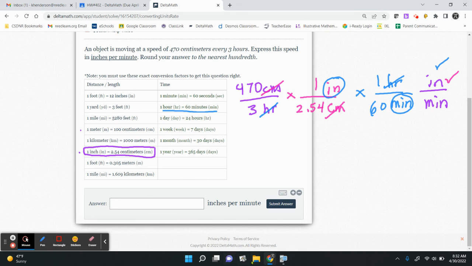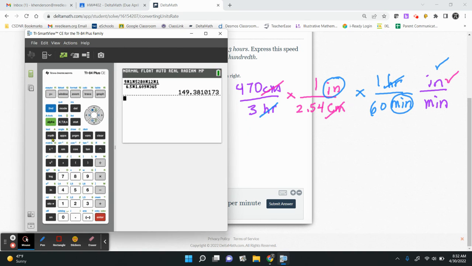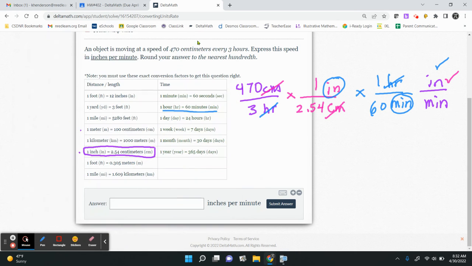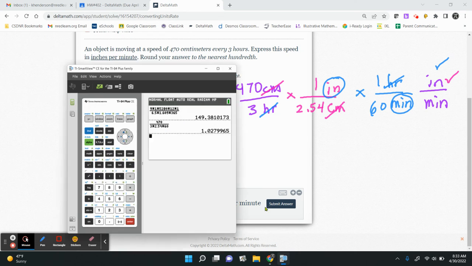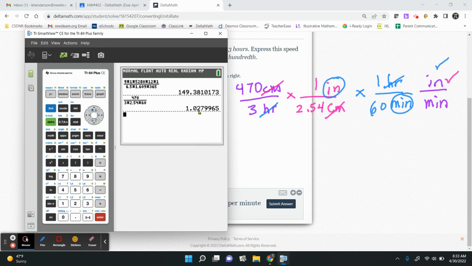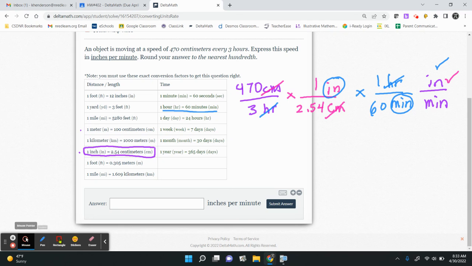All right, let's get that calculator back up. So it looks like in our numerator we have 470 times 1 times 1. So that's just 470. And on our denominator we have 3 times 2.54 times 60. I got 1.027. It says round to nearest hundredth. Hundredths is the twos place, so that 2 is going to round up to 1.03. 1.03. Type that in.